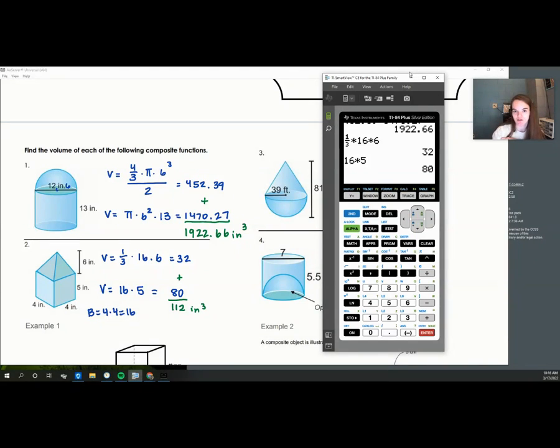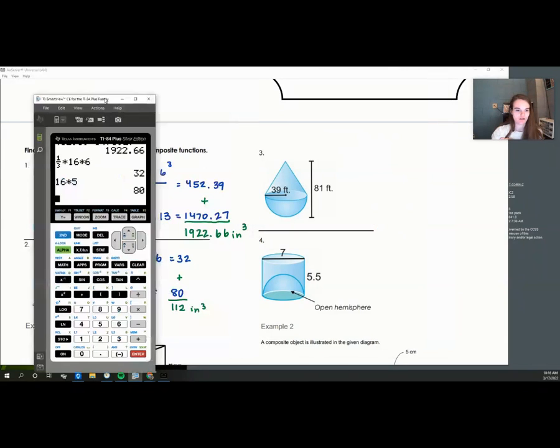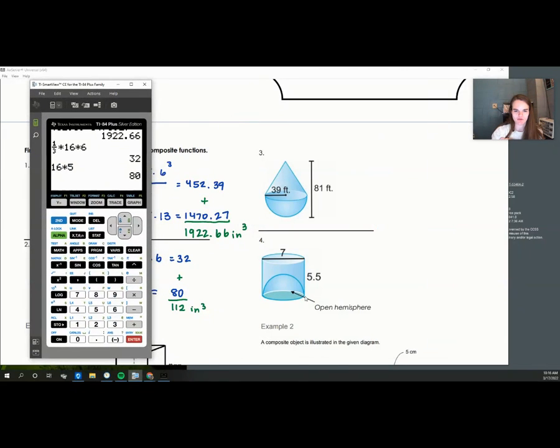I would definitely pause the video and try 3 and 4 on your own. Just mention here number 4, open hemisphere means you'll be subtracting this out because it's kind of like a cup. It's got like a hunk missing out of it. So you'll find the cylinder, subtract the hemisphere. Okay. All right, so let's just go ahead though and pause the video. You try 3 and 4 on your own.